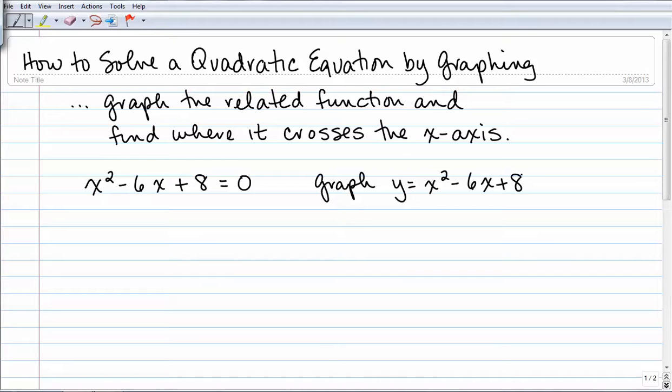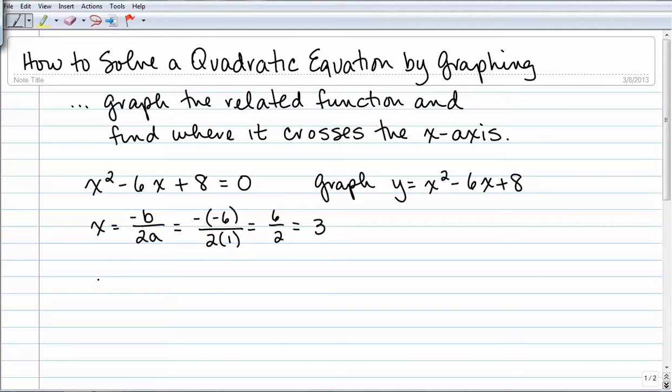In order to do that, I'm going to need to make a table of values, and to make my table of values, I'd like to know what the vertex is. Recall that to find the x-coordinate of the vertex, I'm going to use the formula x equals negative b over 2a, or negative 6 over 2 times a, which is 1, or 6 over 2, or 3. That's the x-coordinate of my vertex.